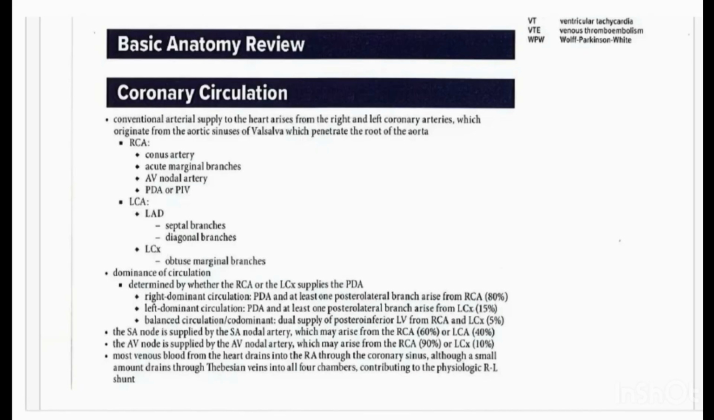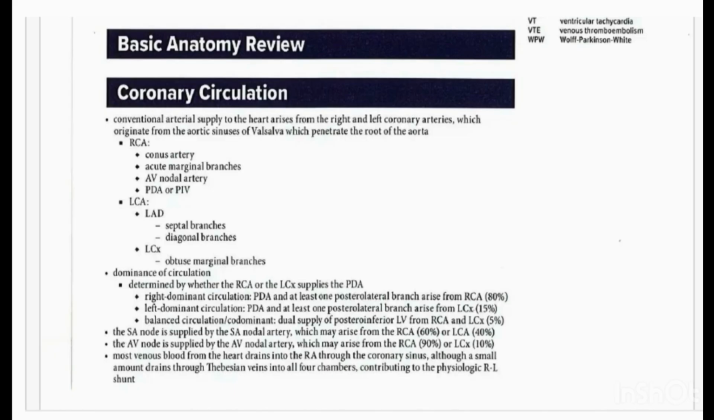Moving into our basic anatomy review, let's focus on coronary circulation. The conventional arterial supply to the heart begins at the root of the aorta, specifically arising from the right and left aortic sinuses of Valsalva. From here, the network splits into two primary pathways, the right coronary artery, or RCA, and the left coronary artery, the LCA.